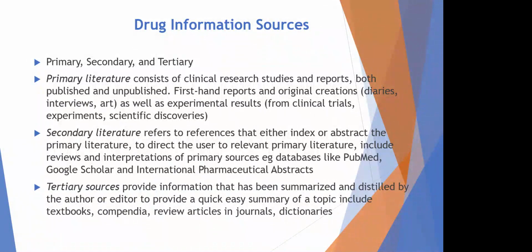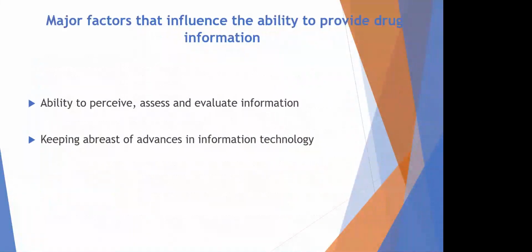We'll now go to factors that may influence provision of information. I'm just going to look at two major factors. One is that the person providing information, the pharmacist in this case, should have the ability to perceive, assess, and evaluate information. And then the pharmacist should also keep abreast of advances in information technology. These days, you don't have to go to the library looking for a textbook or journal. You just go online and get your information. But you have to be careful about your source of information online.